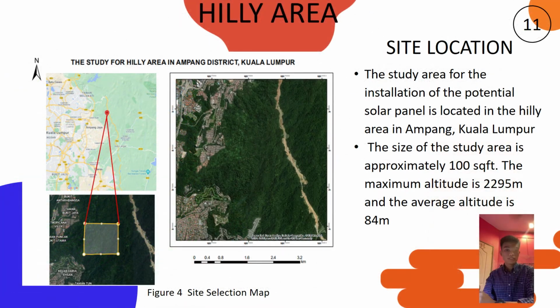On this section, I will go through the hilly area of the research that we conducted. The study area for the installation of the potential solar panel is located in the hilly area in Ampang, Selangor. The size of the study area is approximately 100 square feet. The maximum altitude is 2295 meters and the average altitude is 84 meters.